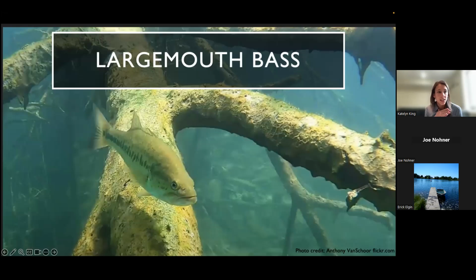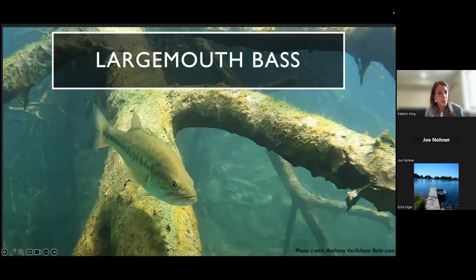So we decided to use largemouth bass as our focus species for the study. As I mentioned, largemouth bass is a warm water adapted species. And they're also a really, really popular recreational sport fish across North America. And so there's a lot of good data on them, and they're extensively sampled in Michigan.